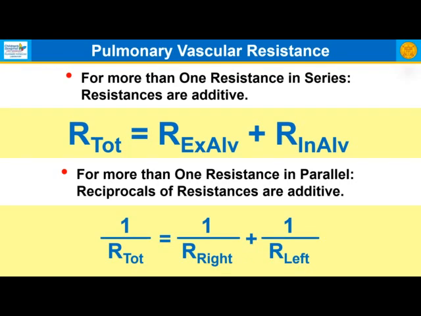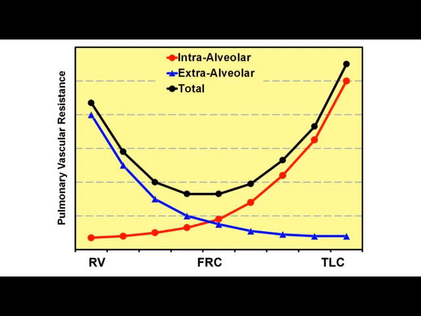That is, blood goes through one after the other. They go through the pulmonary artery, extraalveolar vessel, then the pulmonary capillary, intraalveolar vessel, then the pulmonary vein, extraalveolar vessel. So the resistances are going to be additive. So extraalveolar vessels, remember, had the lowest resistance when they were distended at high lung volumes. And as you decrease lung volumes, they're going to have higher resistance.